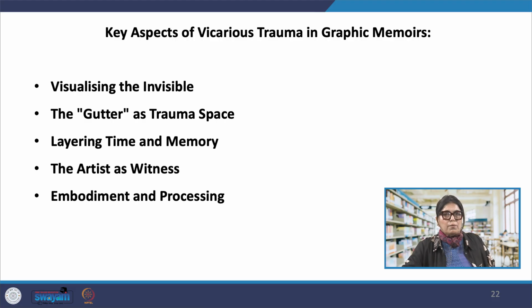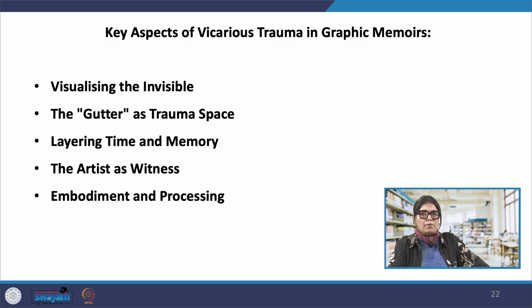Layering time and memory: graphic narratives such as Amy Kurzweil's Flying Couch can simultaneously present multiple generations of stories, showing how inherited or witnessed trauma affects the present. The artist as witness: many graphic memoirs, such as Maus and Becoming Unbecoming, explore the artist's own struggle as they digest the traumatic stories of others, often resulting in feelings of helplessness, guilt, or fear.